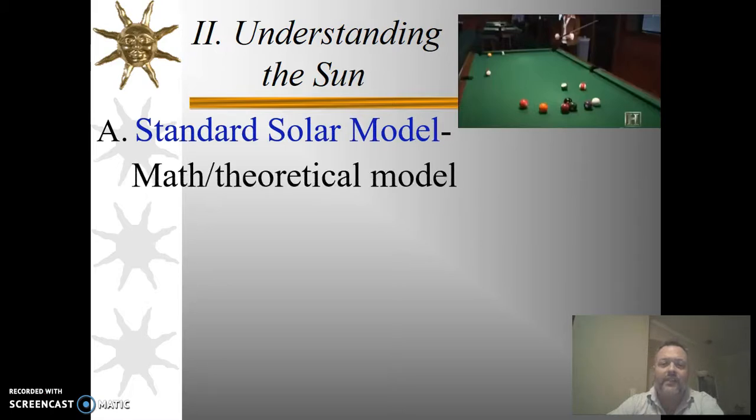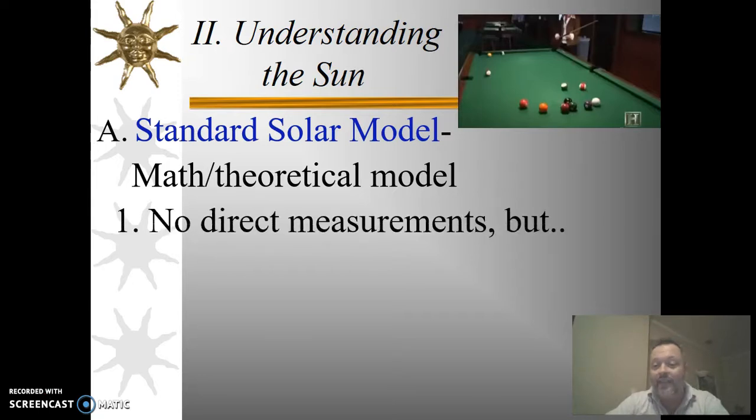What we have is the standard solar model, and a lot of students, I think, don't care for things that don't have a physical component to them. But even though this is a model on the computer, a mathematical model, what really counts is whether it makes predictions that we can observe. And the thing is, it does.